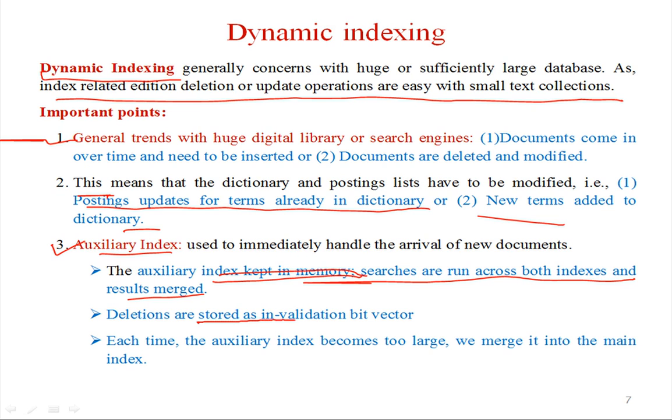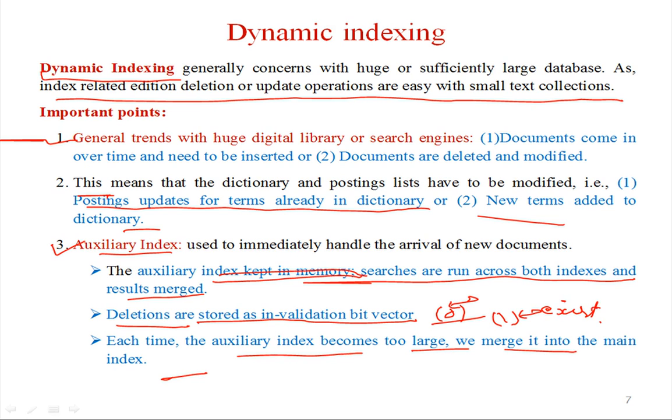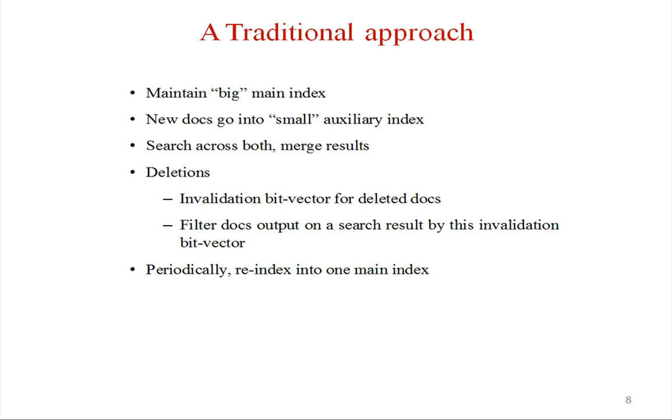Deletions are stored in an invalidation bit vector. Means we do not delete immediately. We just set the bit vector to 0, meaning this document doesn't exist, and 1 means it exists, like that. Each time the auxiliary index becomes too large, we merge it into the main index. So this is very simple. This is the traditional approach.